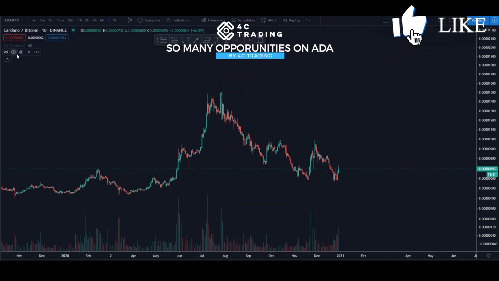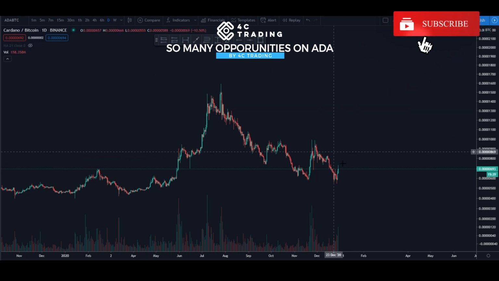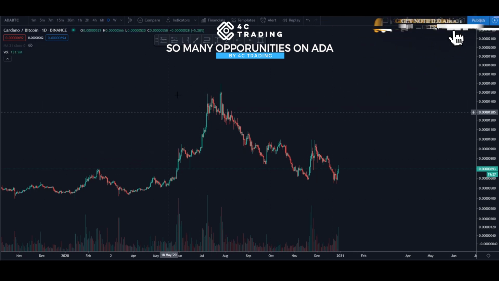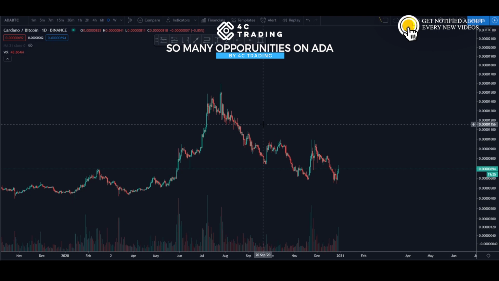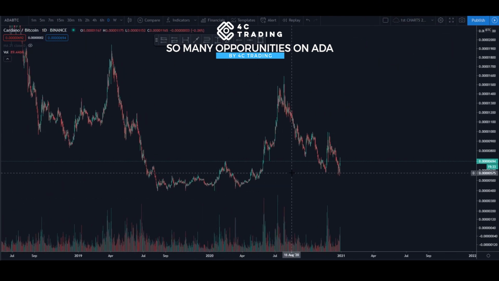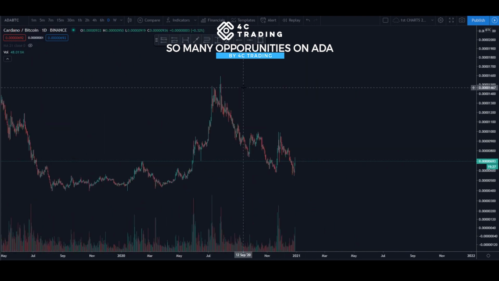I will cover ADA BTC and ADA USDT, both of them, because they both have a trade on it, right? And this is a really rare occasion, to be honest. They're both in a good position to take a trade, so I said why not cover both of them and give people the option to take whichever they want.